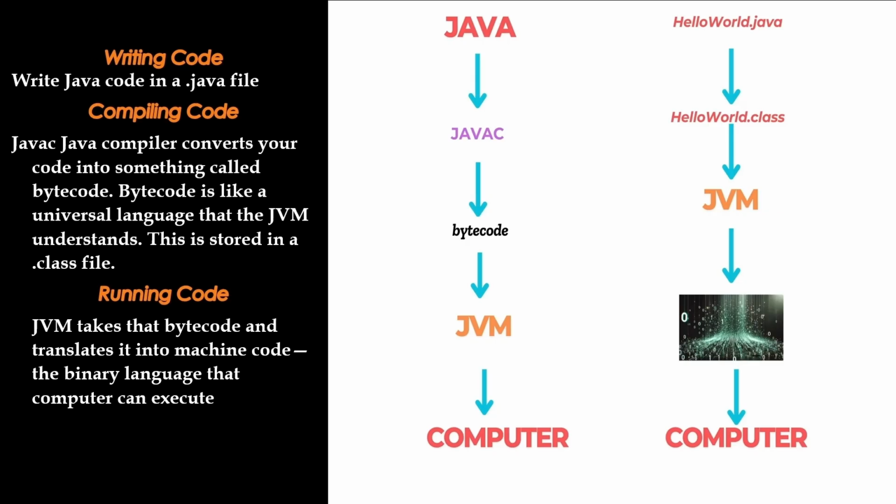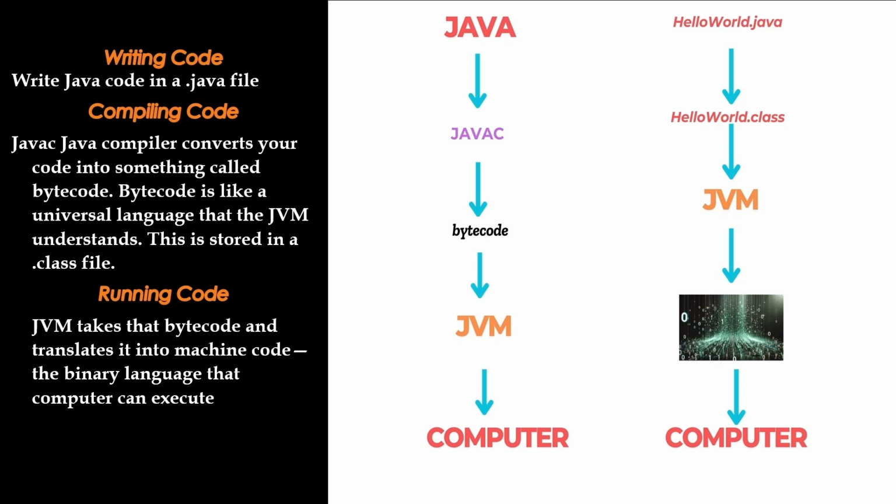First step is to write our Java code. We write our Java code in a .java file. Example HelloWorld.java. Then this .java file is given to Java compiler. Java compiler converts our code into something called bytecode. Bytecode is a universal language that JVM understands. Similarly, we understand English, computers understand binary language, JVM understands the language of bytecode. This bytecode is stored in a .class file. Then JVM takes this .class file which contains bytecode, then it translates it into machine code which is understood by computers.